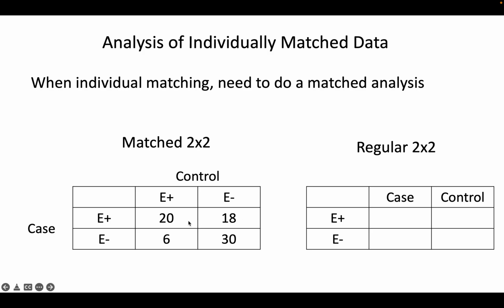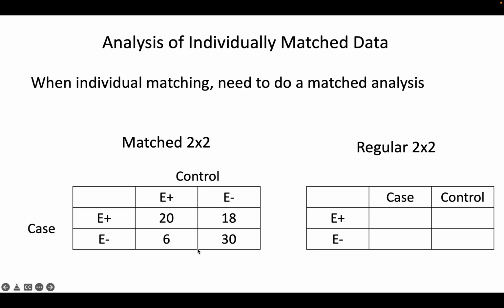I just want to make it clear. I should have just looked it up, but 20 plus 18 plus 6 plus 30. Yeah, so there's 74 values, but these are all pairs, so that means that there's 148 people in the study. I just wanted to make that a little clearer.